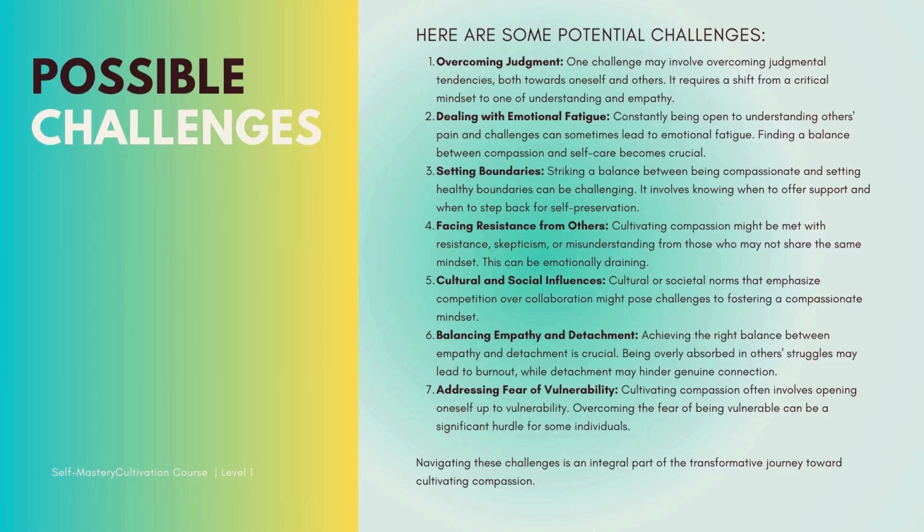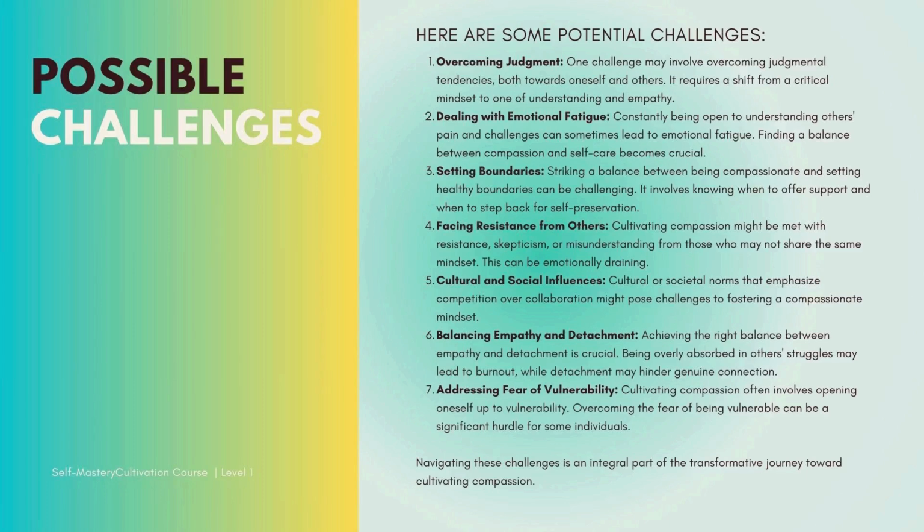Number 3, setting boundaries. Striking a balance between being compassionate and setting healthy boundaries can be challenging. It involves knowing when to offer support and when to step back for self-preservation. Number 4, facing resistance from others. Cultivating compassion might be met with resistance, skepticism, and misunderstanding from those who may not share the same mindset. This can be emotionally draining. Number 5, cultural and social influences. Cultural or social norms that emphasize competition over collaboration might pose challenges to fostering a compassionate mindset.